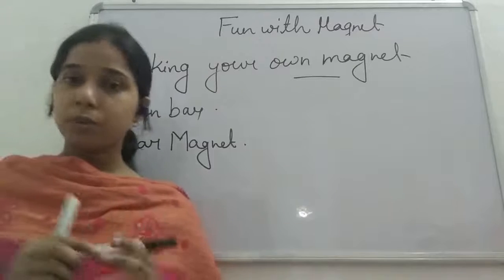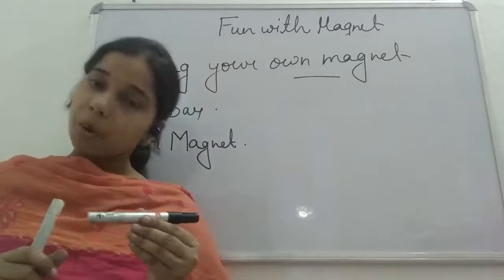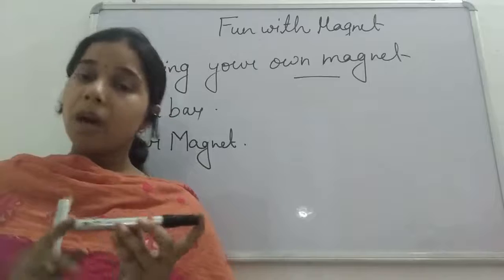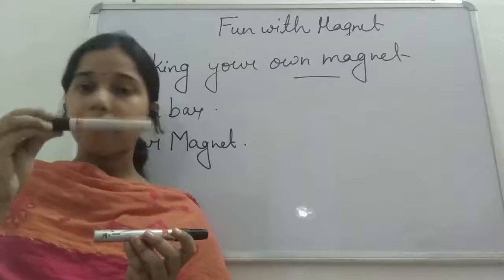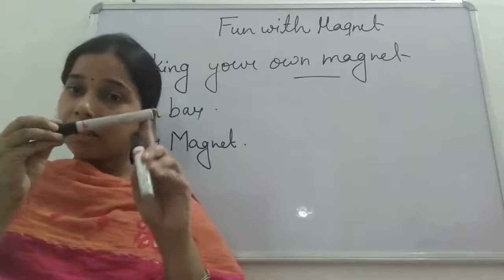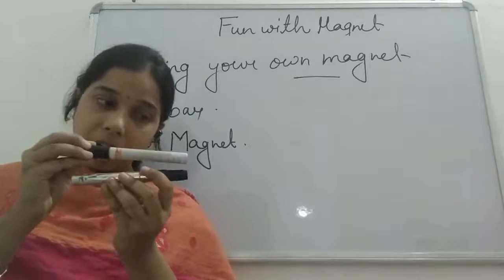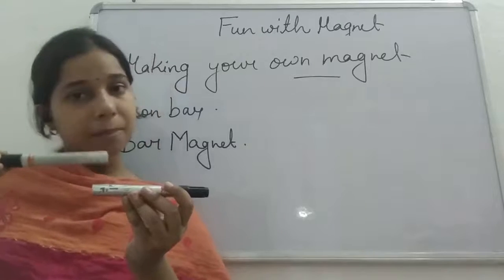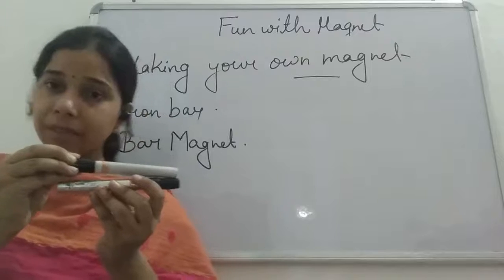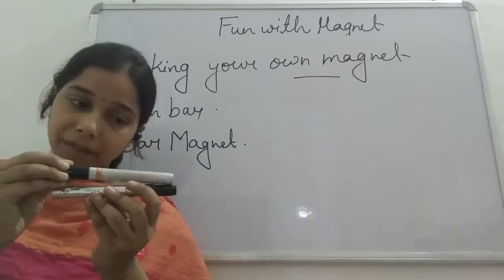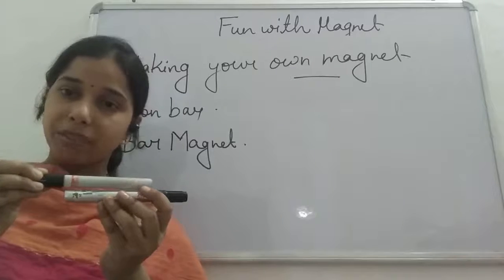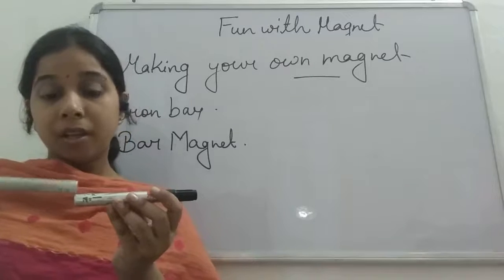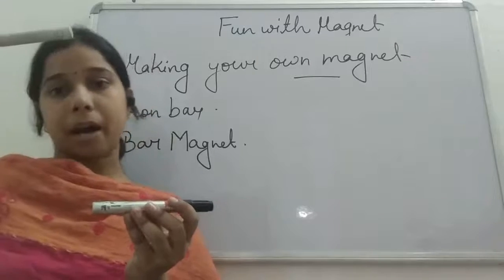So at first, student, we will keep the iron bar on the wooden table. It is not moving at all. Now we will take the bar magnet, hold it from one end, and from the other lower end of the bar magnet, we will start moving over the entire length of the iron bar. We start from one end and continuously move it along the entire length, and finally it comes to the other end of the iron bar.